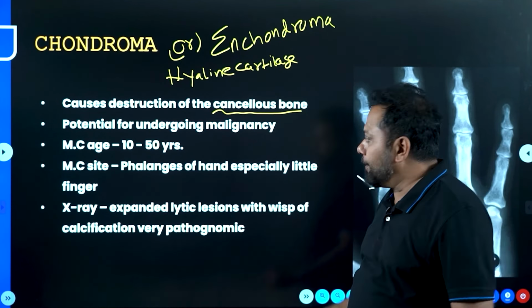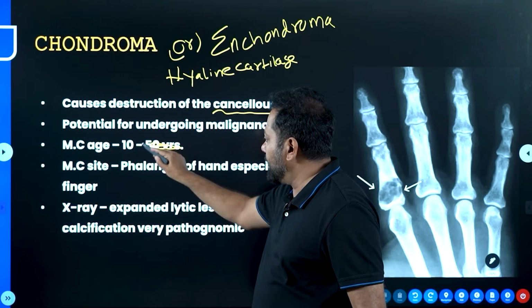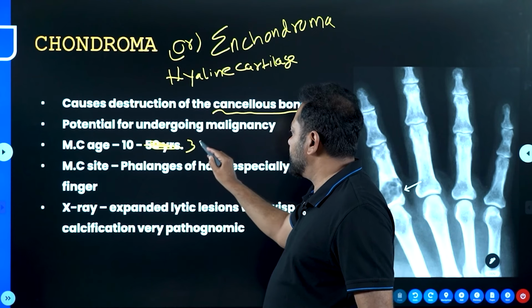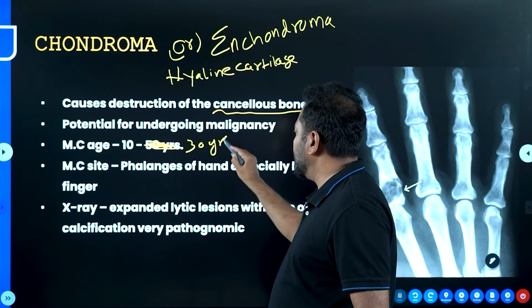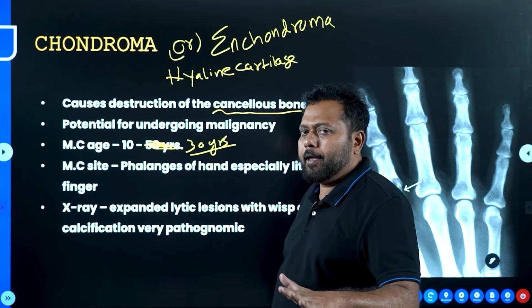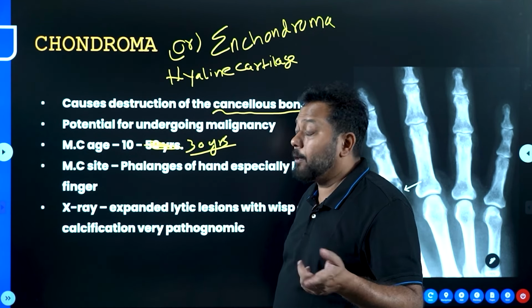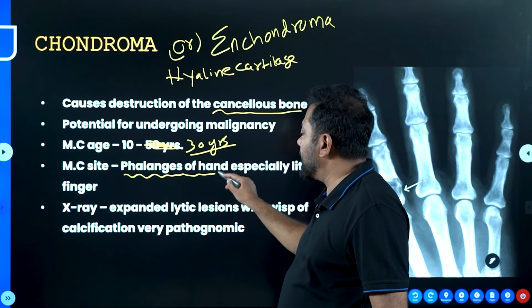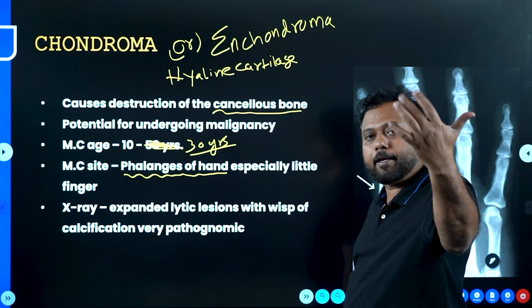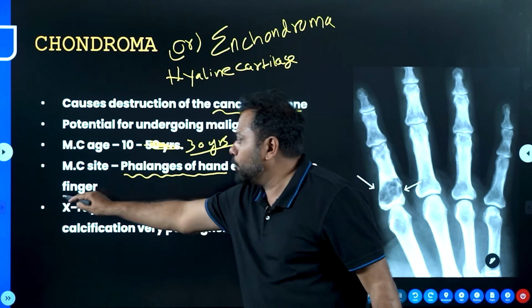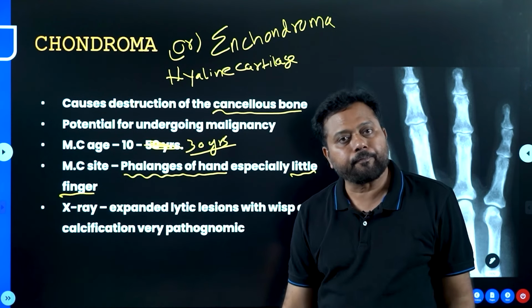The peak age of incidence, don't take down this 50, no. This is the peak age of incidence: 10 to 30 years. It can happen anywhere in the body since it's a hyaline cartilage tumor. Most commonly, this is seen in the phalanges of the hand, especially the little finger. A 1000 times repeated MCQ.